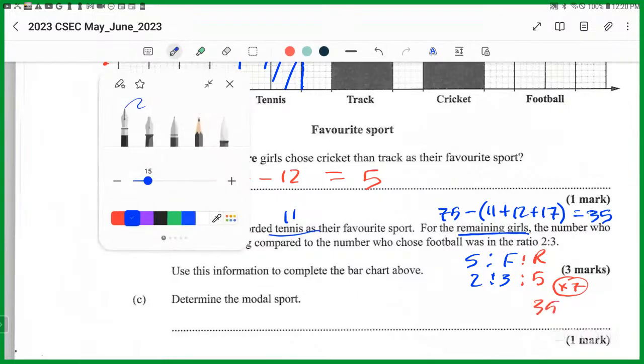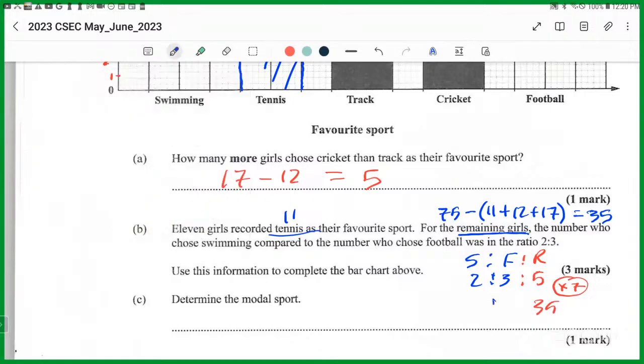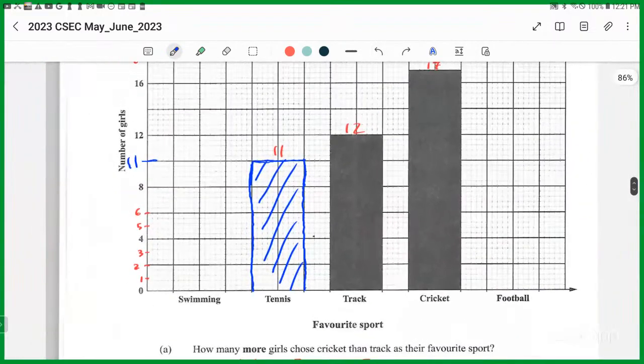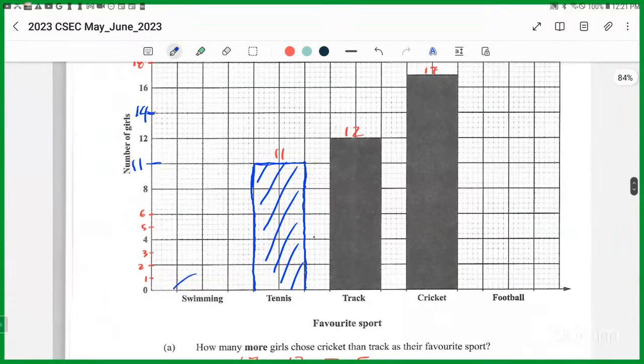Then these two parts that we're trying to find, this times 7 is 21, and this times 7 is 14. So 14 is the number for swimming, and 21 is the number for football. We can do it that way. It says use this information to complete the bar chart. So I'm going to put 14 for swimming, 21 for football. So this is the 14 mark, and the bar for swimming comes up to 14 right here.